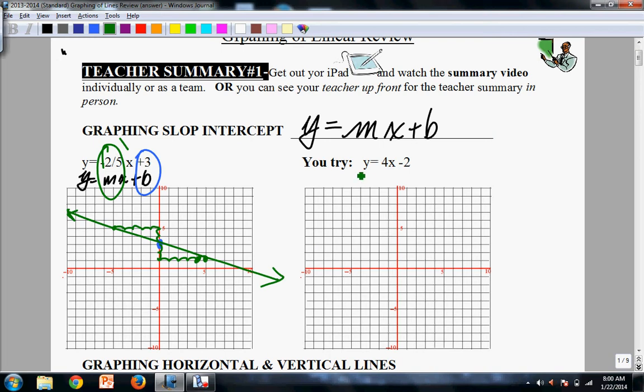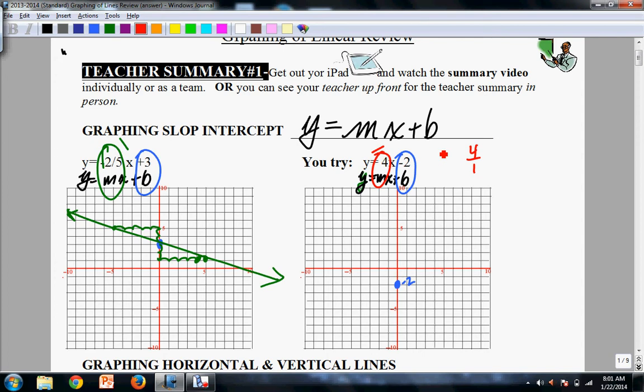Okay, let's see how you did. So you write y equals mx plus b right underneath. Okay, mx plus b, that lines it up. And then we're going to do the intercept first, which is going to be negative 2. Right there, that's your negative 2 y-intercept. Our slope, it says, is 4. Of course, you guys should recognize that that's 4 over 1.